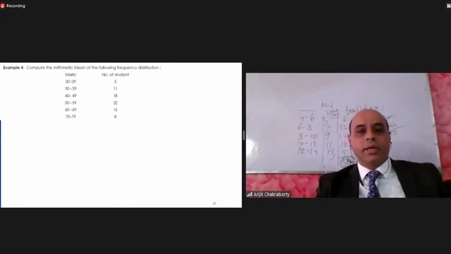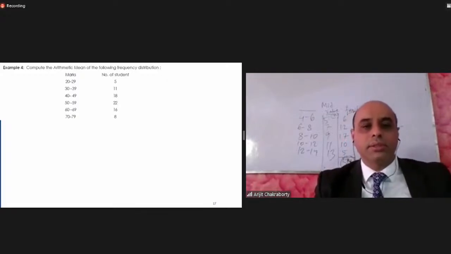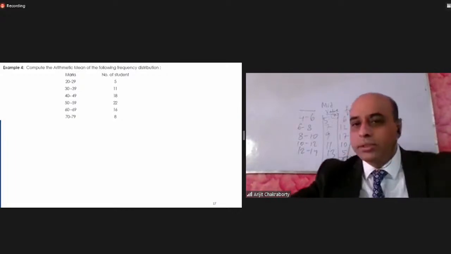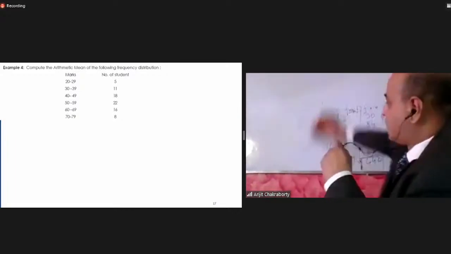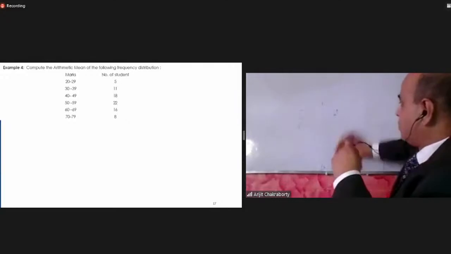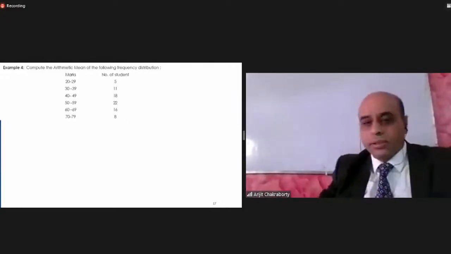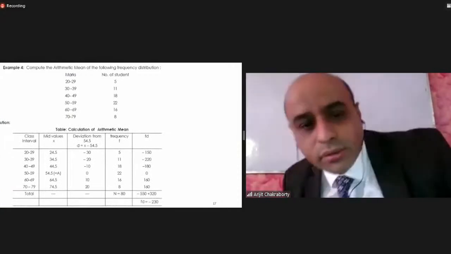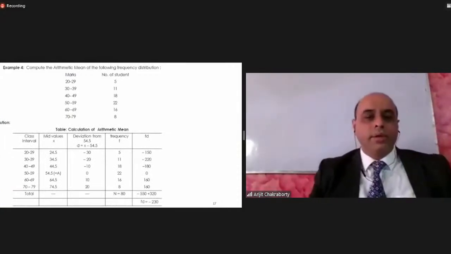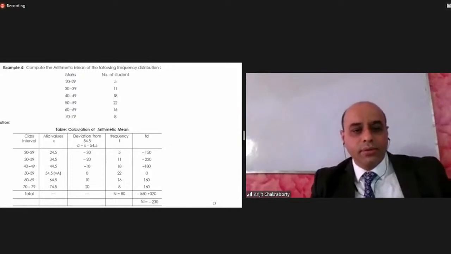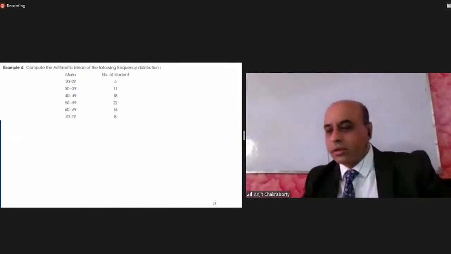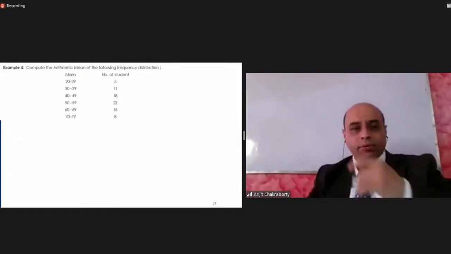So here we will use the concept of assumed mean. Let us first write this and then we will understand. Okay. Now here you can see the question is given. First you try to see the solution as we have done it. First is the mid value calculation. We will first calculate the mid value as we have done earlier.